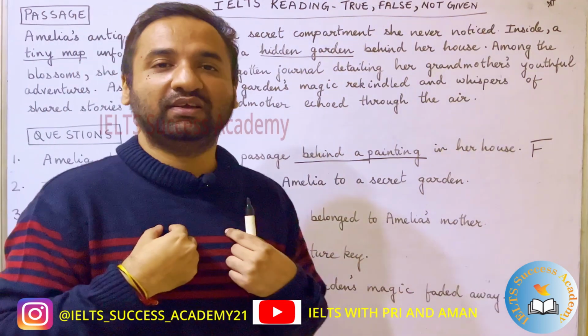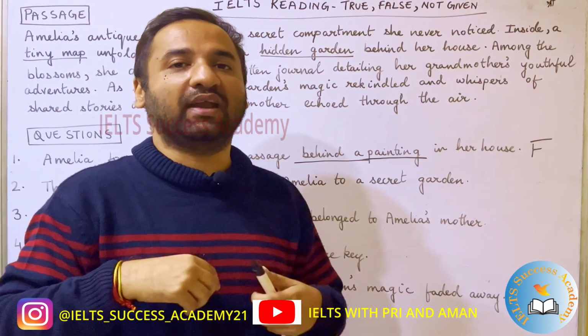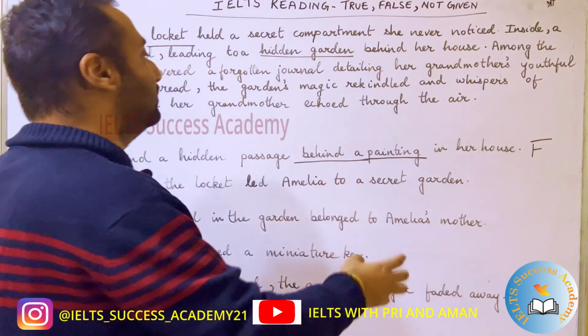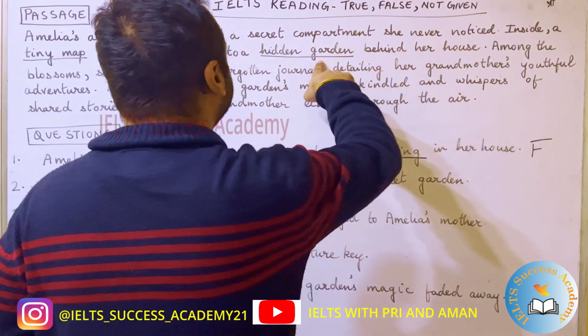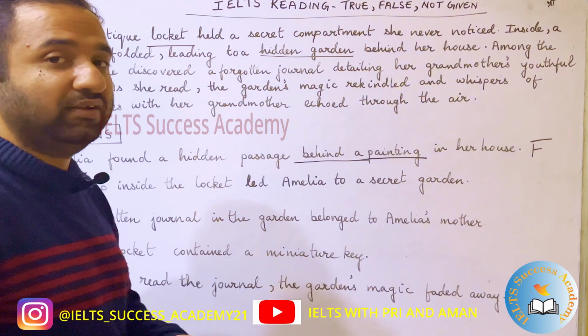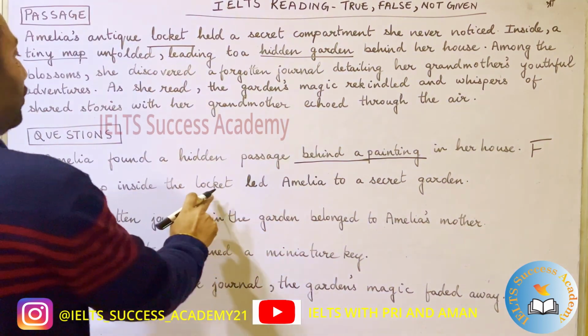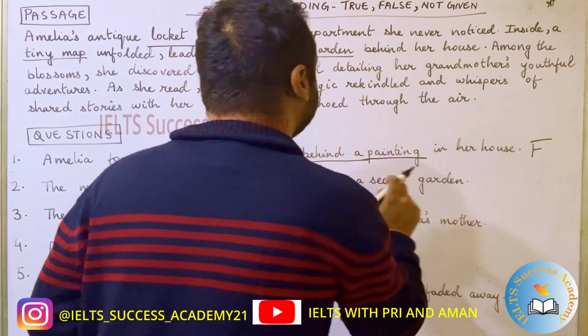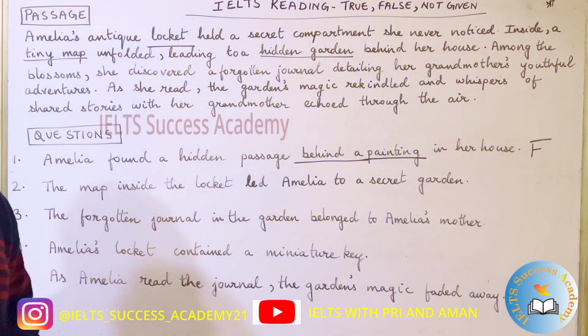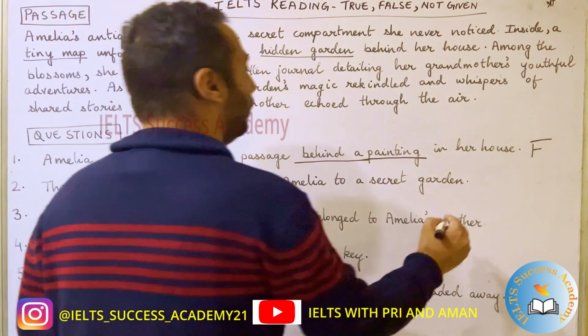She had a locket, inside there was a map, and the map showcased the way to a hidden garden. The map inside the locket led Amelia to a secret garden. So this is true.